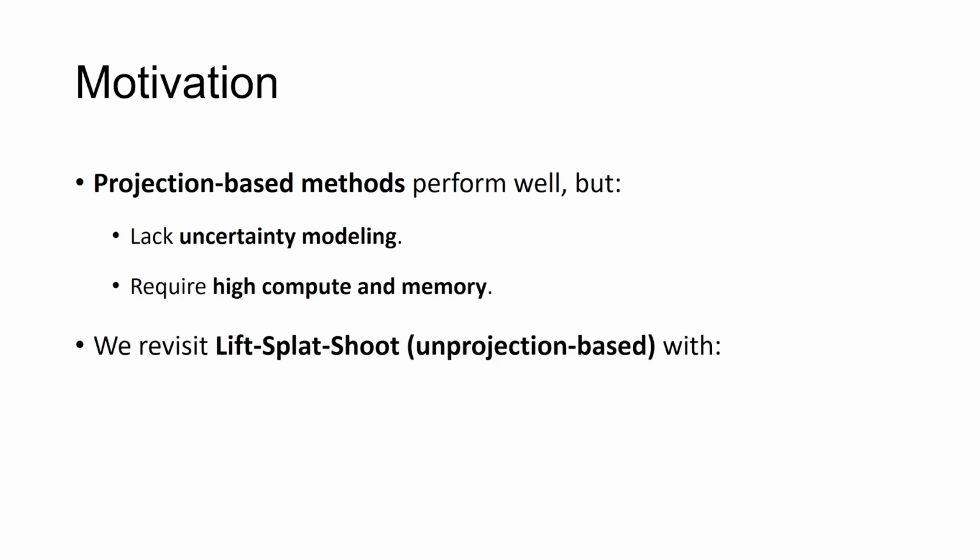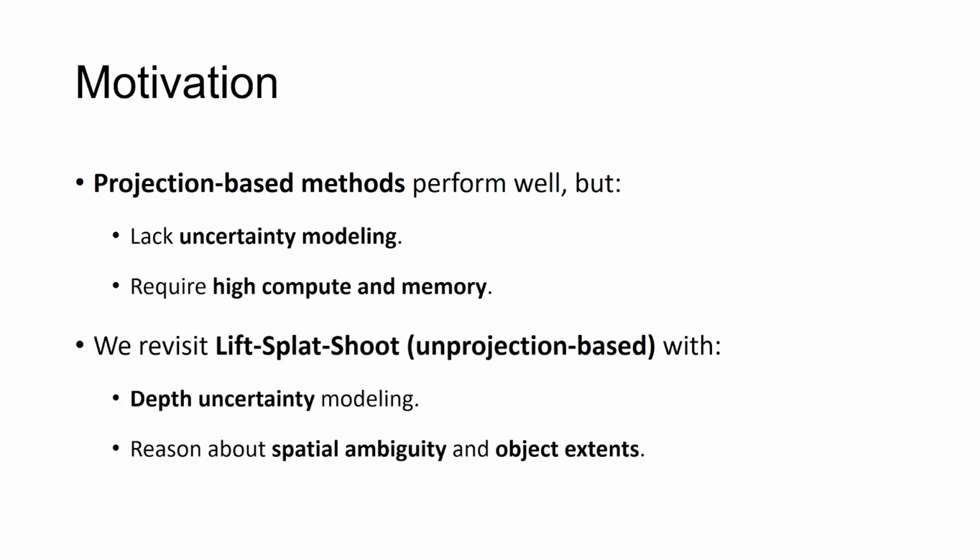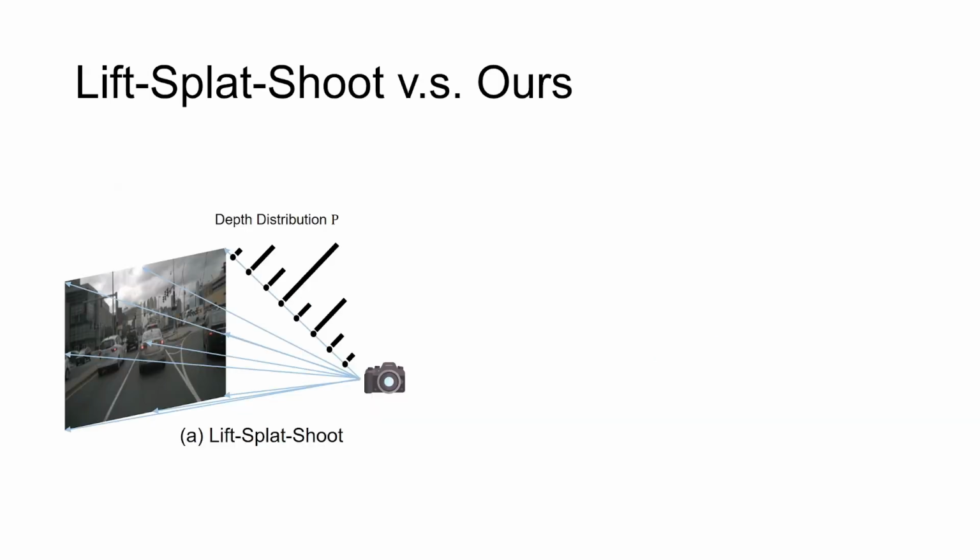In this work, we present an uncertainty-aware BEV perception framework that revisits the unprojection-based lift-splat-shoot paradigm. Our method enhances this classical approach by explicitly modeling depth uncertainty, allowing the network to reason about spatial ambiguity and object extents more effectively. We compare the lifting mechanisms of lift-splat-shoot and our proposed method.